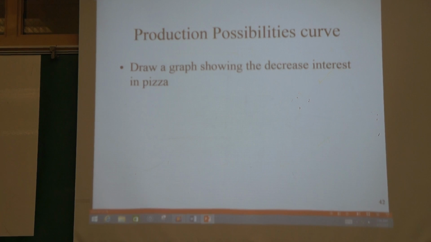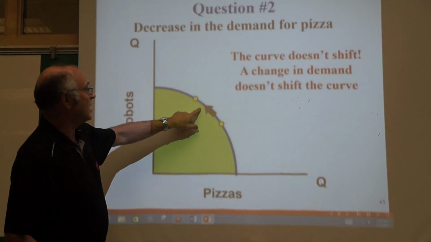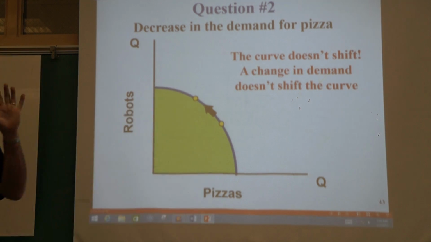It says graph of possibilities curve. All right, what would shift here? Draw a graph showing the decreased interest in pizza. Someone? Where pizza is, the top of the graph, it would decrease while the robots stay. So no shift or shift? Decrease. Okay. So shift down. It's just going to slide. Right? Because a decrease in pizza, or decrease in demand, is not a shifter. So it'll just slide up or down depending on the increase or decrease in the demand for pizza.